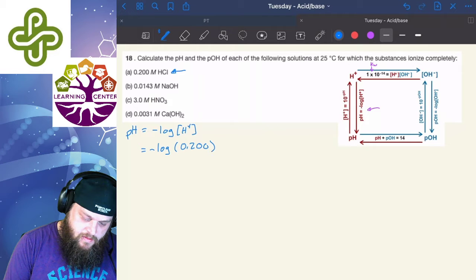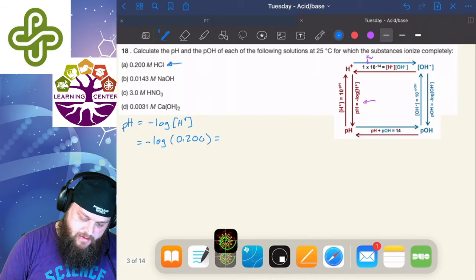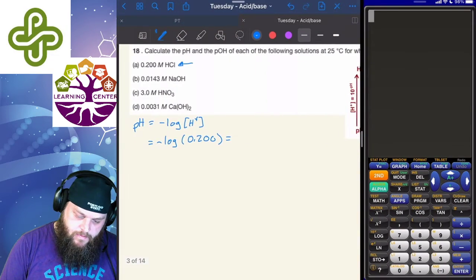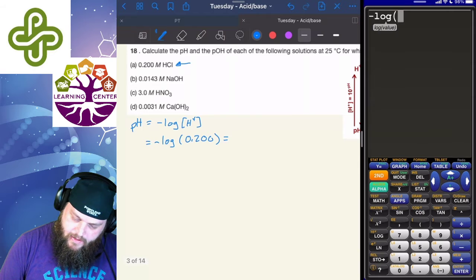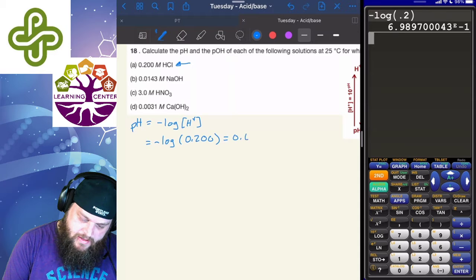0.200, which, if I plug into my trusty calculator, I hit negative log of 0.2. That's equal to 0.699. How many sig figs are we doing?